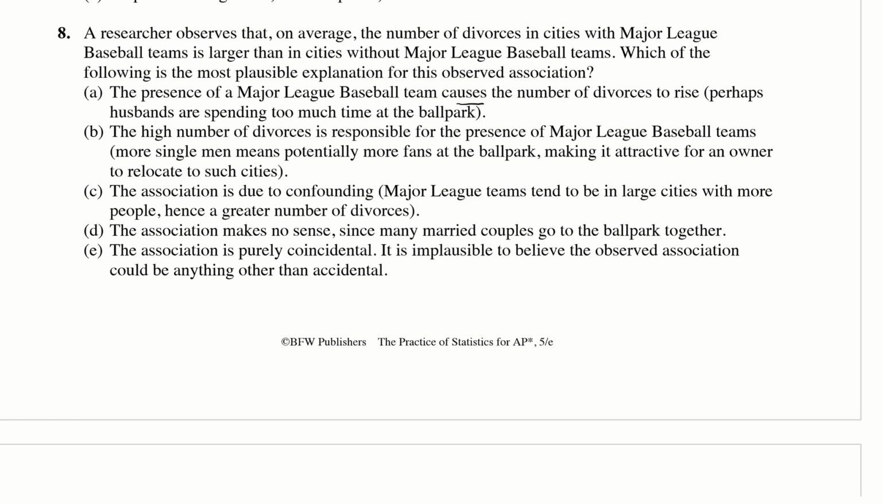Okay, so we're looking for the most plausible explanation, right? So we don't necessarily want to conclude cause here. It says here that on average the number of divorces in cities is larger, so that's a correlation, right? So that's an observational study. This is observing. So that's an observational study, and observational studies cannot determine cause and effect, right? In general. So this is definitely not a good conclusion to make because there are other confounding variables at play here.